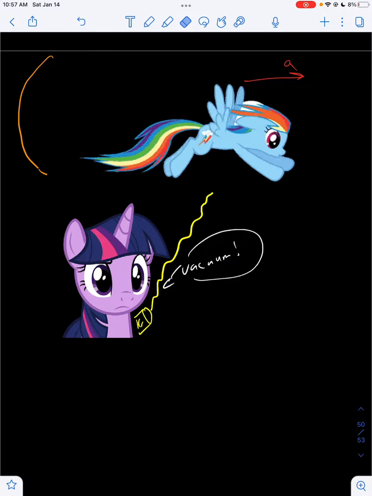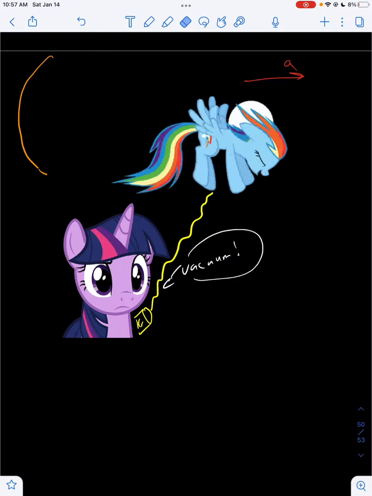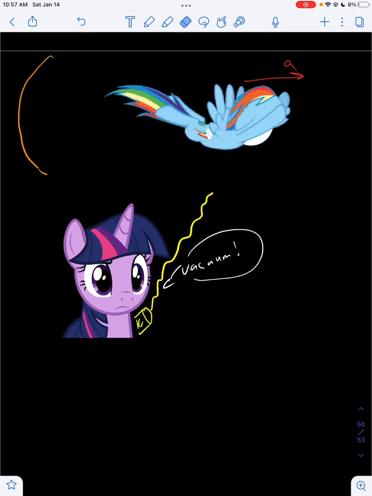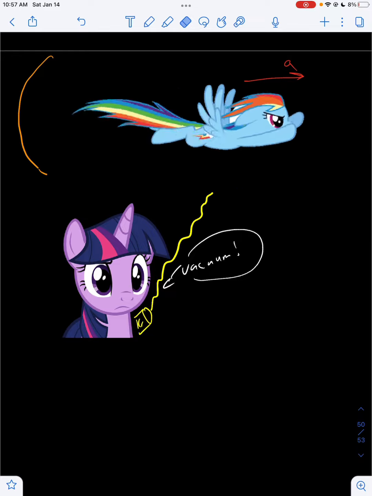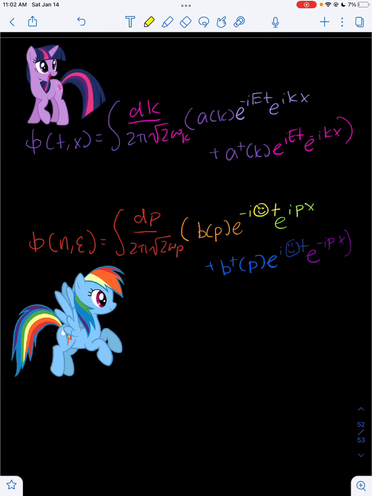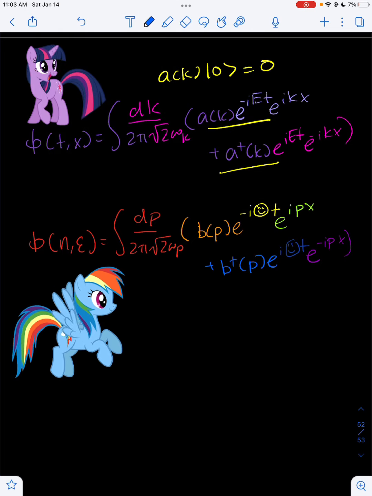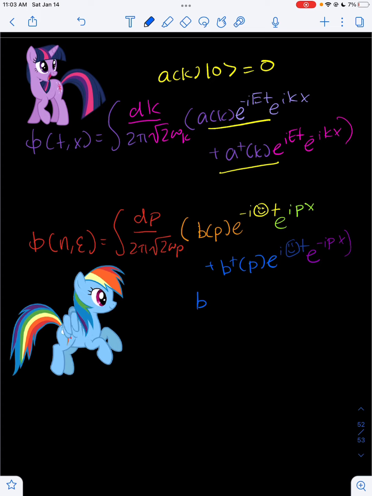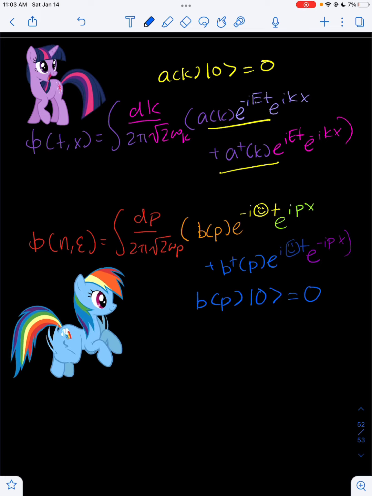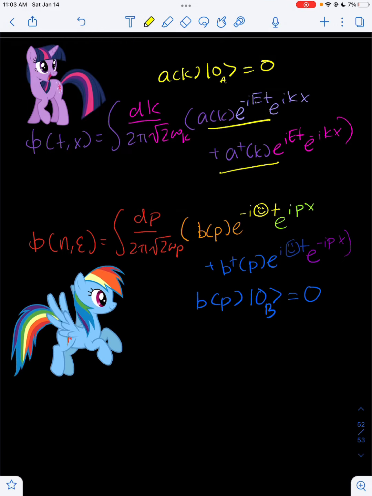So we are going to actually calculate the temperature, the Unruh temperature, that Dash is going to see due to her acceleration. So we are going to do that now. Twilight is going to use this mode expansion, and A of k acting on the vacuum state is going to give us 0. Analogously, Rainbow Dash is going to use B of p acting on her own vacuum state, which is going to give 0. That defines what she calls her vacuum state. So here it's going to be 0_b, here it is going to be 0_a.